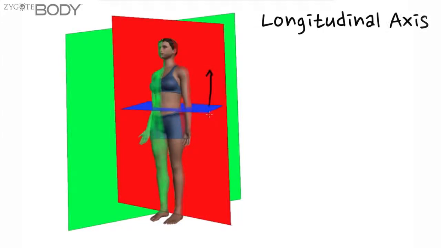So now we're going to discuss the three body axes using the three body planes that we have here. The first one is the vertical or longitudinal axis, as I'm drawing here. In the standing position, this axis will run through the body craniocaudally, meaning from the head to the tailbone, and is perpendicular to the ground. It's also important to know that it lies in the intersection of the coronal and sagittal planes.